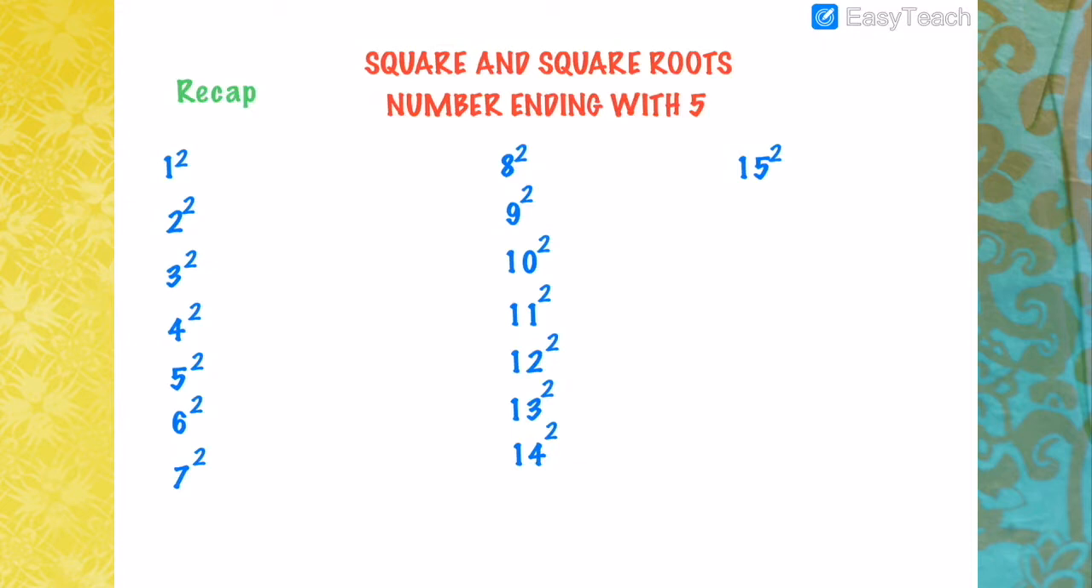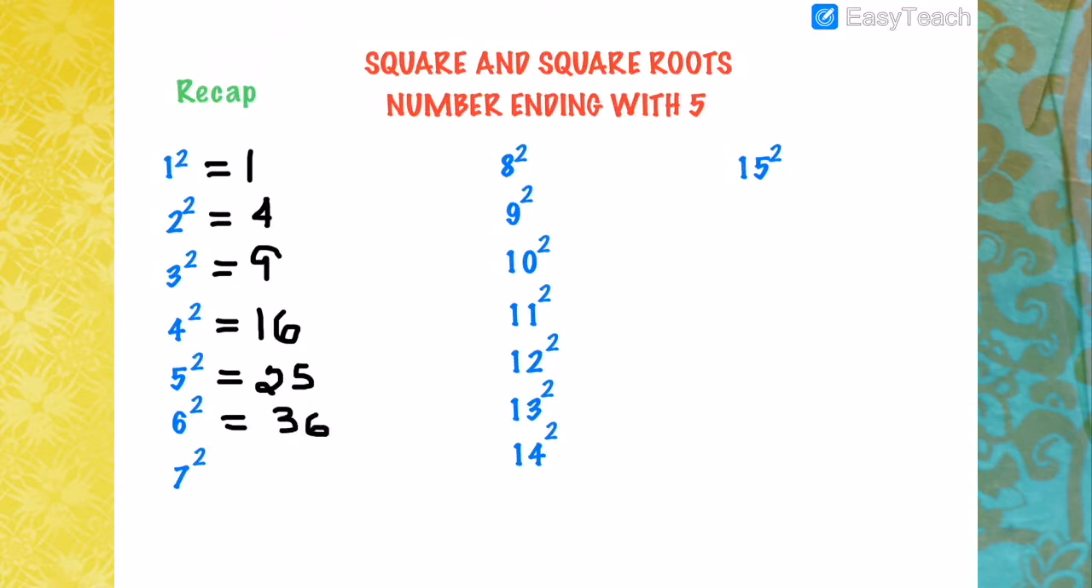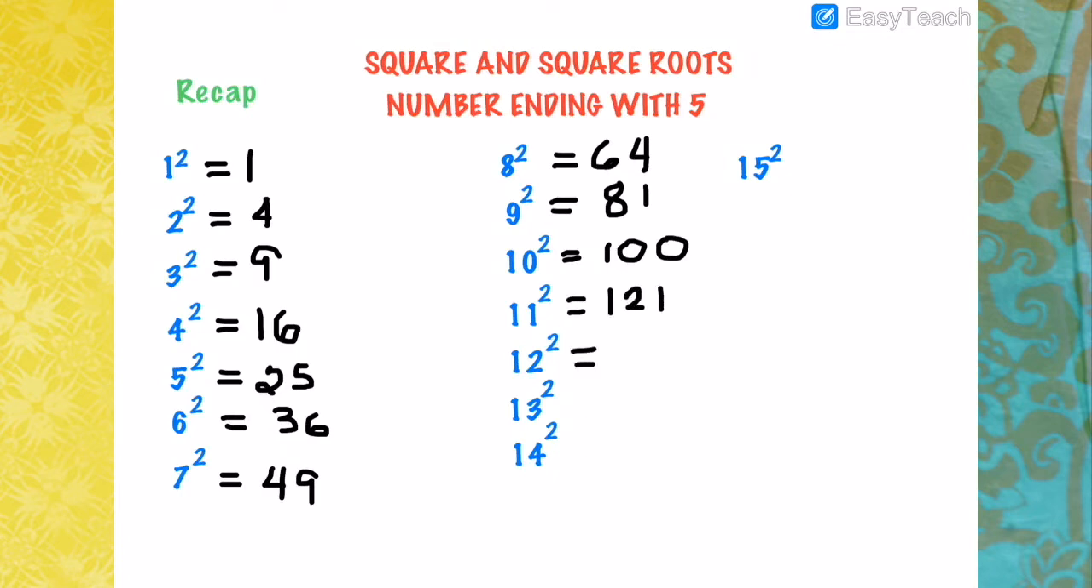So as you can see, 1 squared is 1, 2 squared is 4, 3 squared is 9, 4 squared is 16, 5 squared is 25, 6 squared is 36, 7 squared is 49, 8 squared is 64, 9 squared is 81, 10 squared is 100, 11 squared is 121, 12 squared is 144, 13 squared is 169, 14 squared is 196, and 15 squared is 225.